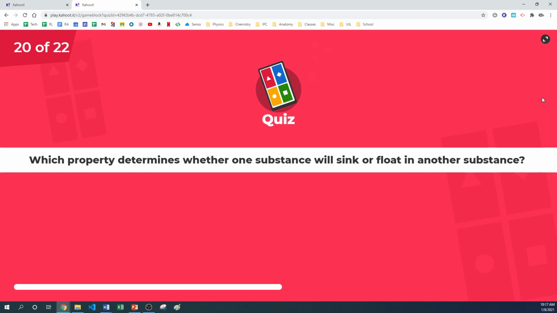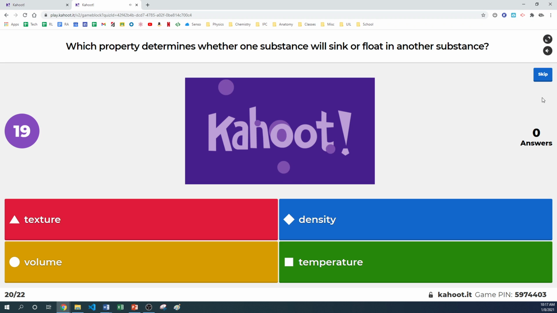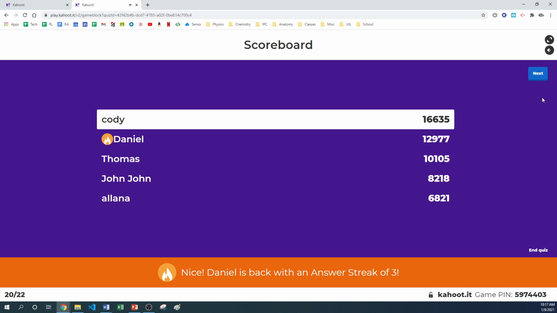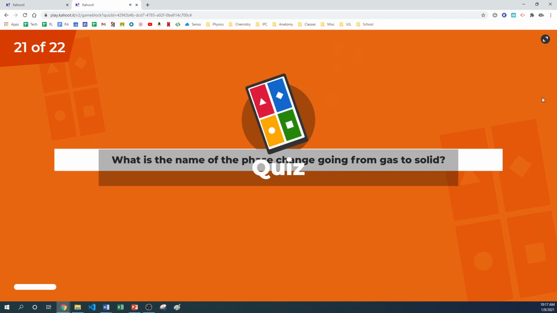Which property determines whether one substance will sink or float in another? You know, Cody, you know these last two we can still be unfortunately. Density. Daniel, can you, I need to be on the phone.